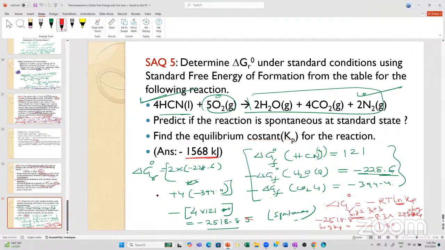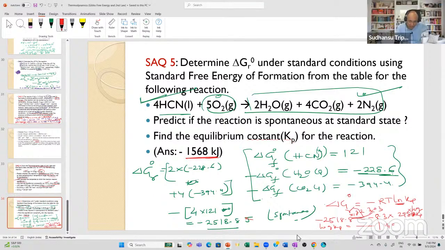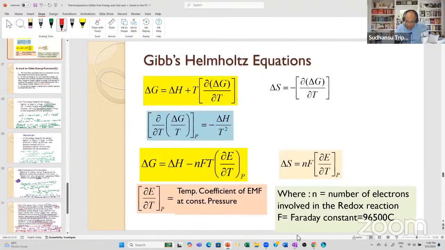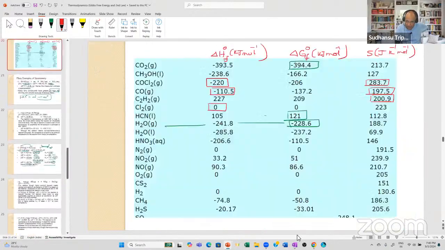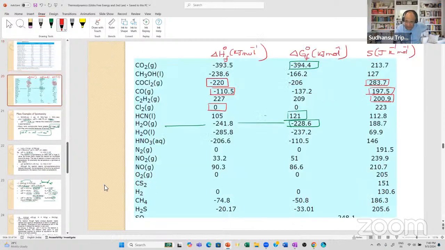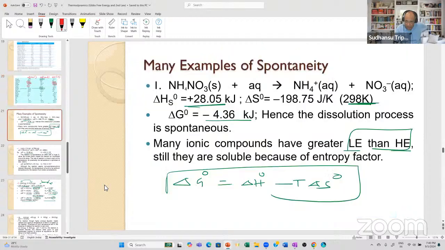Yes, sir, we have taken in joules. Now look to the value in the data table. You will find these are all in kilojoules. In the top part, you will find the data table is in terms of kilojoules. Are you seeing that? These are all in kilojoules per mole.